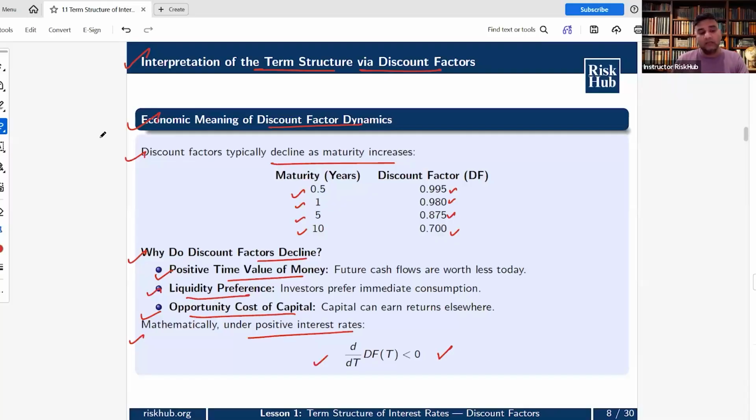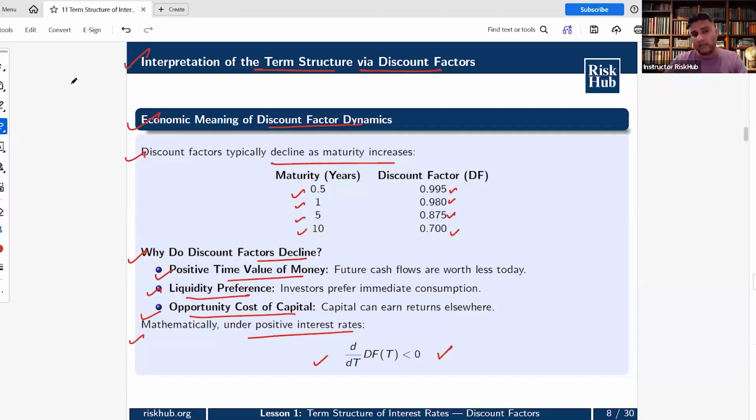The formula which is given here: the derivative of df of capital T with respect to capital T is less than 0. d/dT is the derivative with respect to maturity. It measures how fast the discount factor changes with maturity length. So the statement says that the discount curve slopes downward everywhere. Each extra day of waiting removes some value.